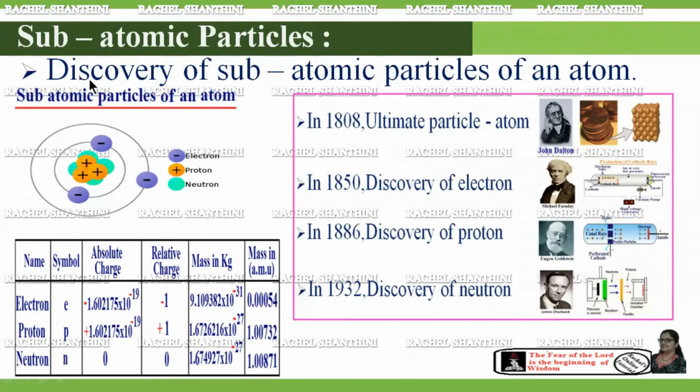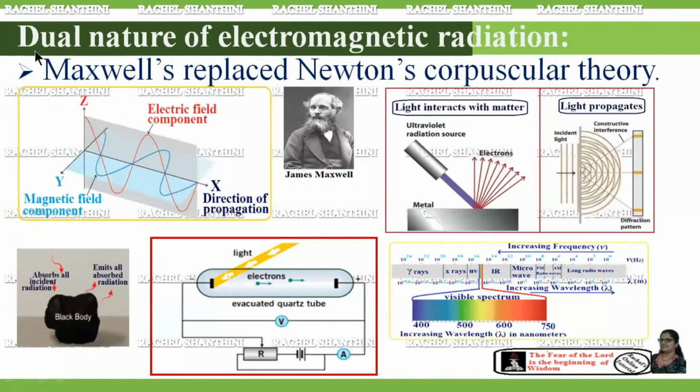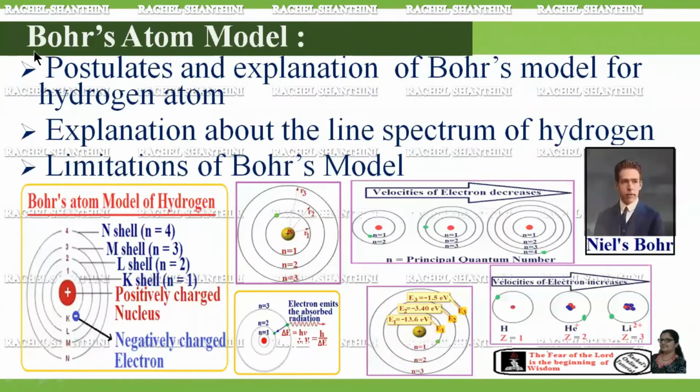In session 1, we have discussed the discovery of subatomic particles. In session 2.2, we have discussed J.J. Thomson and Rutherford atomic model and its drawbacks. In session 2.3, the dual nature of electromagnetic radiation. In session 2.4, atomic spectra. In session 2.5, Bohr's atomic model.